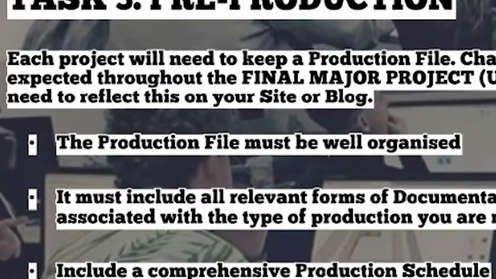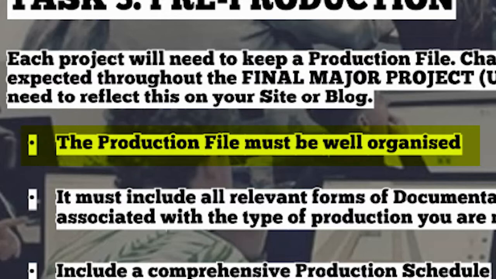Each project will need a production file. This production file is essentially a collection of your planning, your pre-production. What we're looking for here is all the changes, iterations, adaptations, evolutions of your idea. How you've pivoted and adapted in an agile way to find your way to that deadline. On your site or blog, you need to be evidencing this.